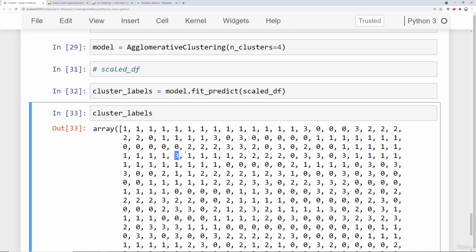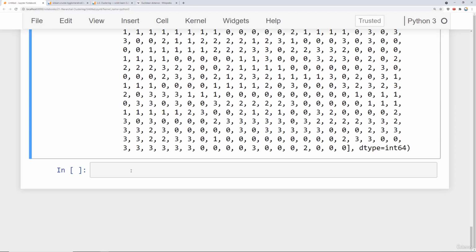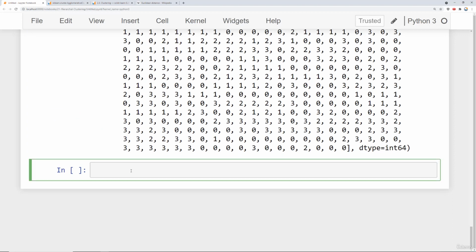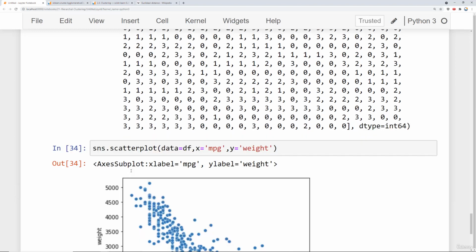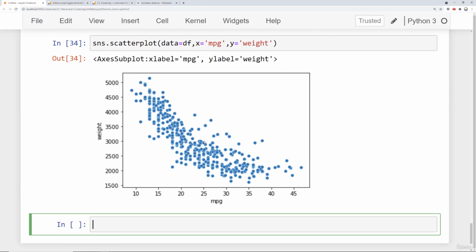So how can we actually use this? If you want, you can visualize this against features or multiple features based off the cluster labels. So what we could do is something like this. I could say sns.scatterplot, where my data is equal to my original data frame, which holds the same index positions as my scaled data frame, and then say x is equal to miles per gallon, for example, and then say y is equal to weight. And if you just run this, you should get something that looks like this.